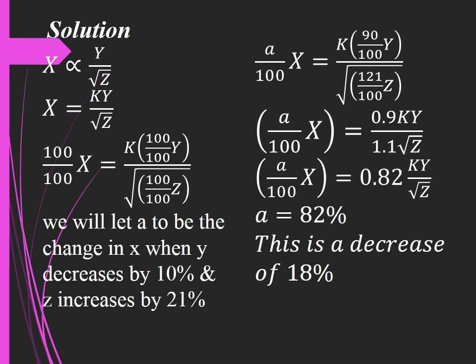Then we have a over 100 x is equivalent to 0.9 divided by 1.1, which gives us 0.82, and then we have ky all over the square root of z, and then we can equate a over 100 to 0.82. So we have a is 82%, and this is a decrease of 18%.